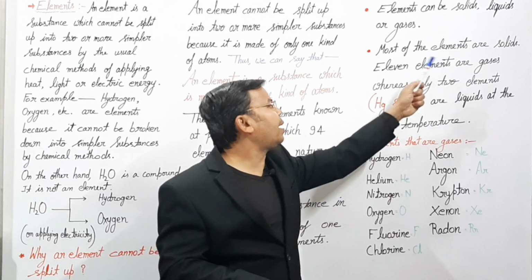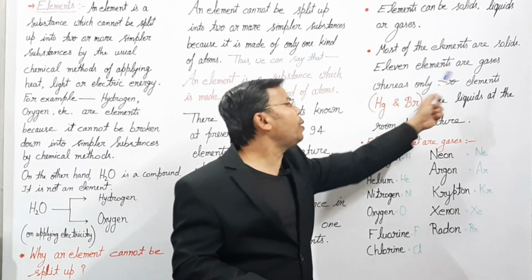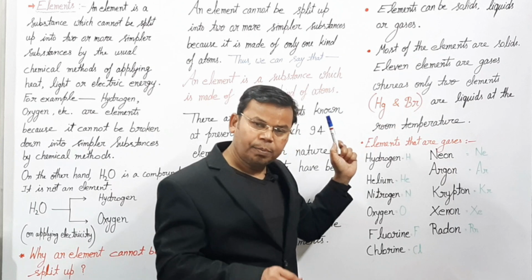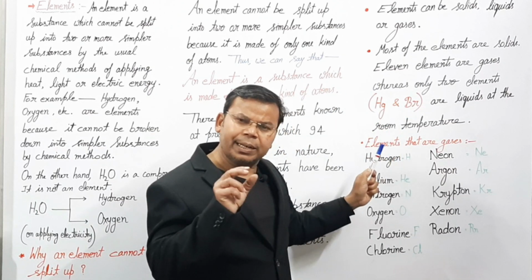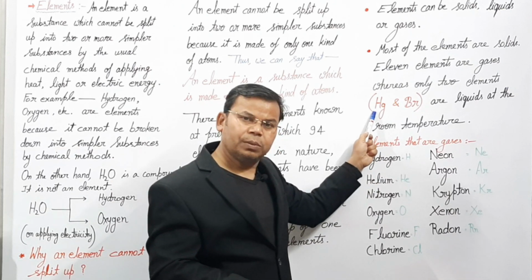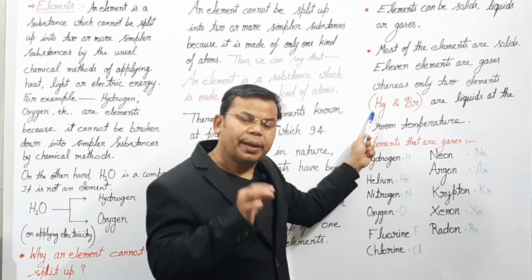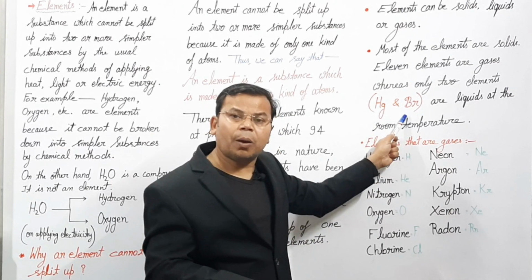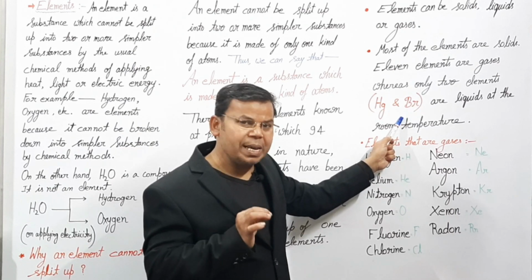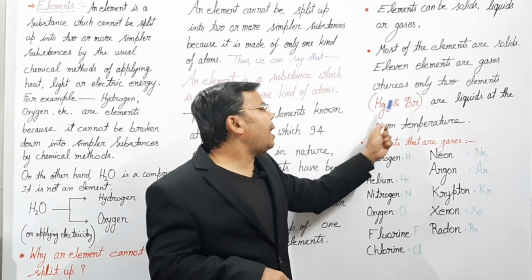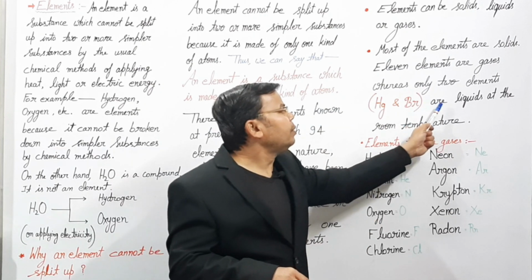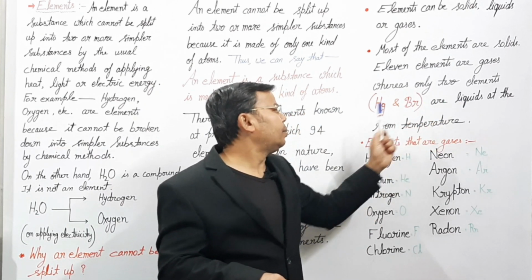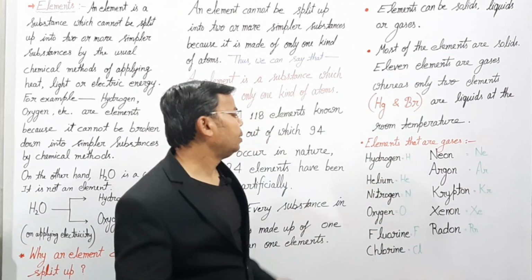11 elements are gases, whereas only 2 elements, mercury and bromine, are liquids. The symbol of mercury is Hg and the symbol of bromine is Br. So mercury and bromine are the only 2 elements that are liquids at room temperature.